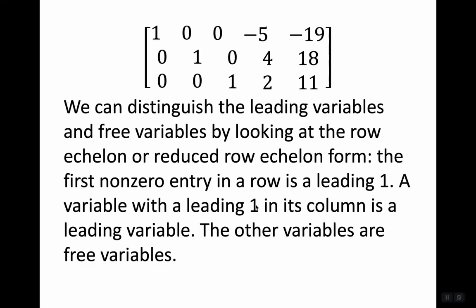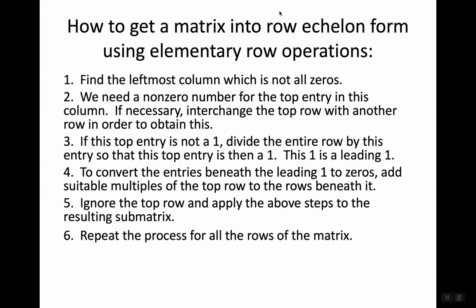We can distinguish the leading variables and free variables by looking at the row echelon or reduced row echelon form. The first non-zero entry in a row is a leading 1. A variable with a leading 1 in its column is a leading variable. So there's a leading variable, there's a leading variable, there's a leading variable. The other variables are free variables. So in other words, w, x, and y are leading variables, and the other variable, namely z, is a free variable. So again, here are the rules about getting a matrix into row echelon form using elementary row operations.